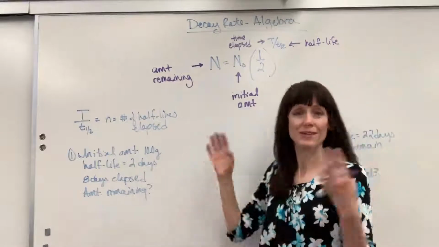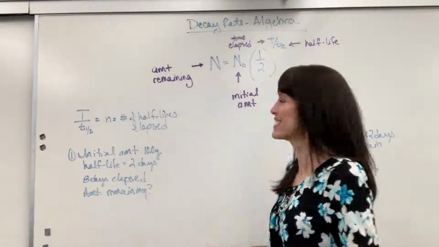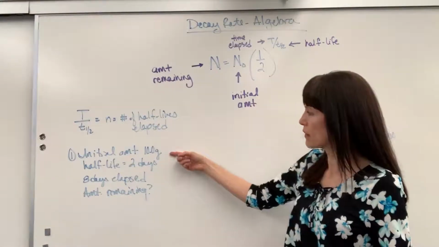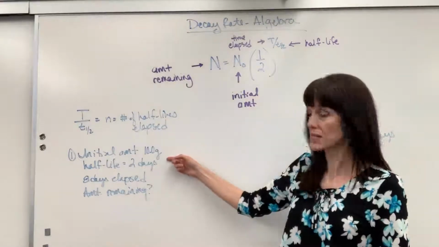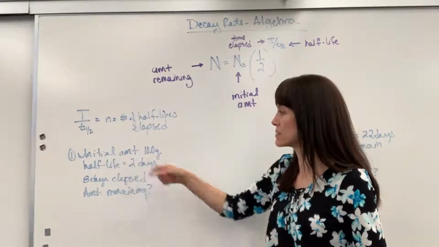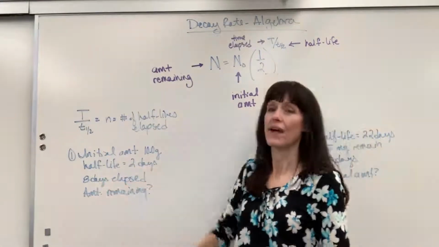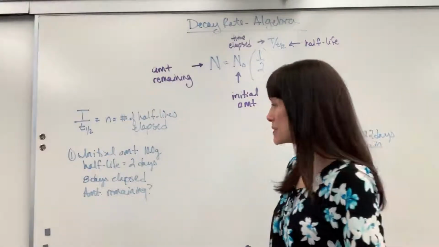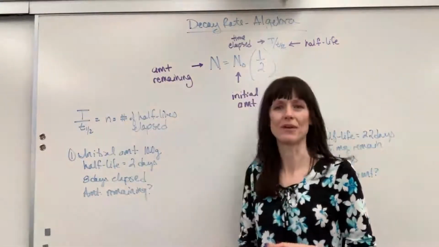Okay, so two problems to help you understand this. The first one, the initial amount is going to be 10 grams of our substance. The half-life for this substance is 2 days. We're going to go 8 days. 8 days are going to elapse. And so then we ask, what's the amount remaining?